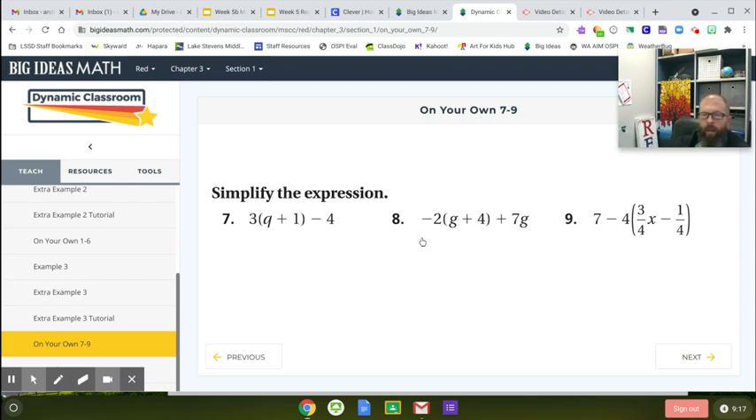Come on back, and what do we get? 3q minus 1. How do we get that? 3q plus 3 minus 4, right? So plus 3 minus 4 would give us minus 1.